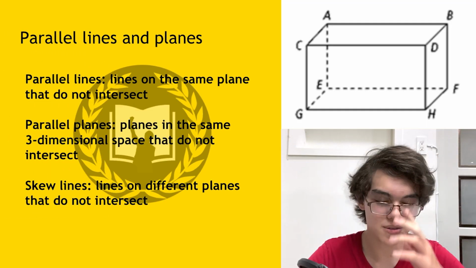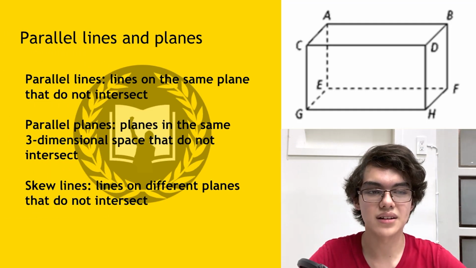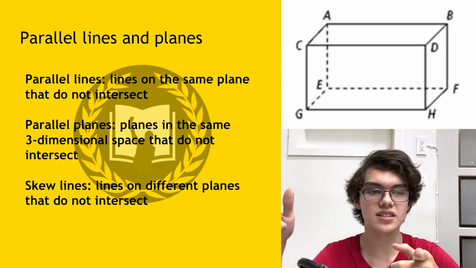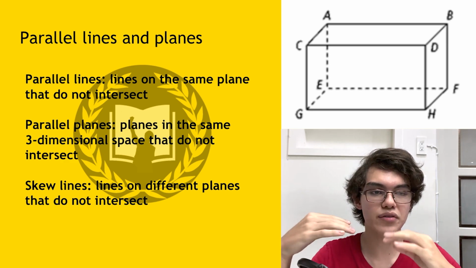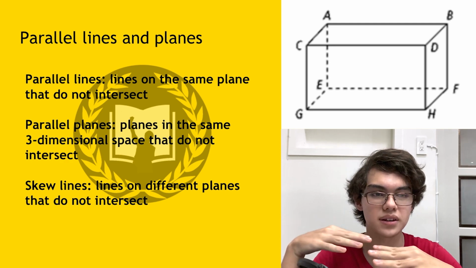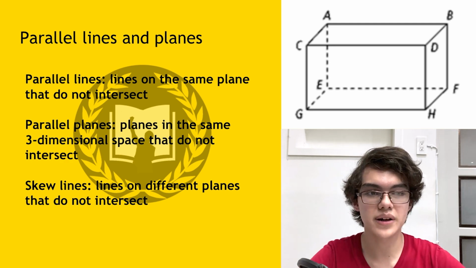So parallel lines, what do we mean when we say that two lines are parallel? Well, we mean that if you extend them into the distance infinitely, they're never going to intersect at any point, and they have to be on the same plane. So when a pair of lines meets these criteria, we can say that that pair of lines is parallel.